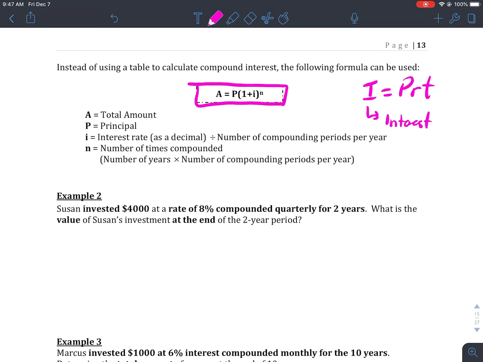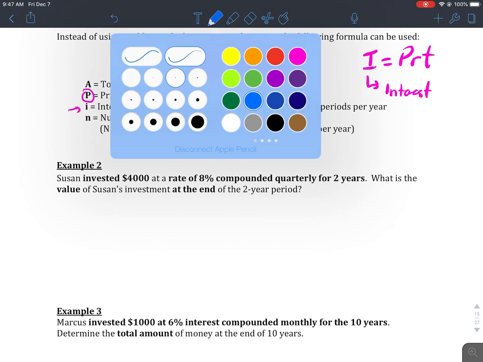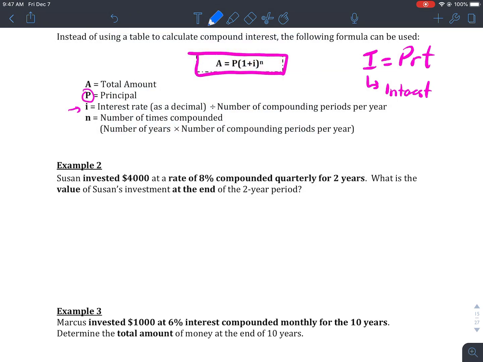The variable P is exactly the same, just the principal. I is going to stand for the interest rate as a decimal, so convert it first, and then you're going to divide it by the number of compounding periods in a year. So if it's semi-annually, you're going to take that interest rate and divide it by 2. The variable n is the number of times it's compounded, so you're going to take the number of years and multiply by the number of compounding periods. Now I realize that's a lot of words, so it helps to see it using numbers. So there's an example down below.